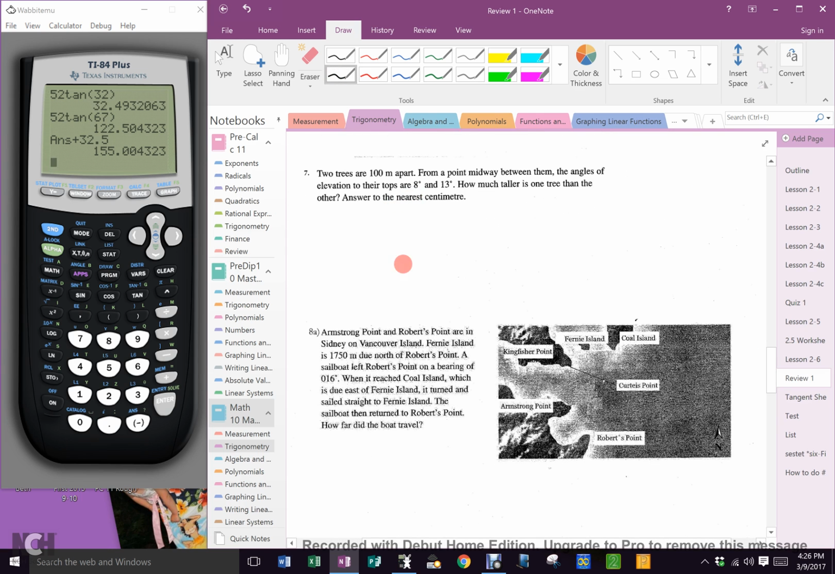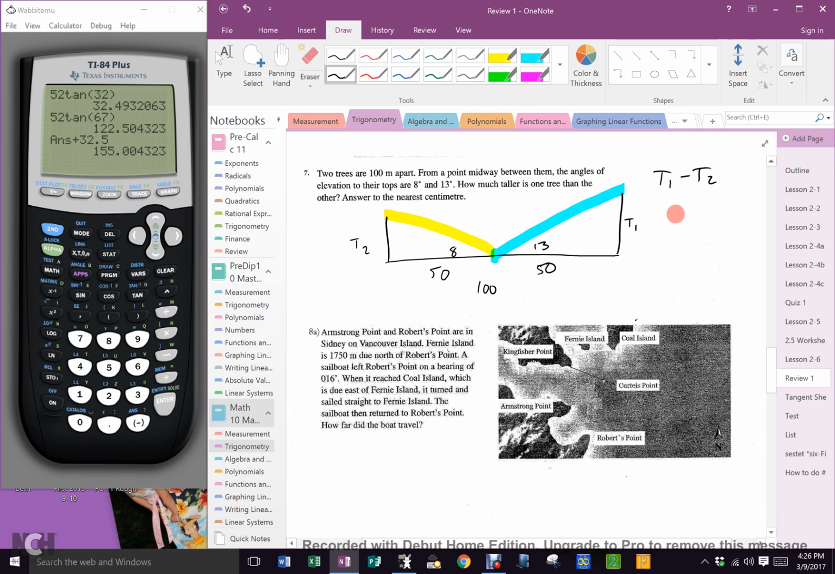Two trees are 100 meters apart. So there's 100. One tree is there, tree 1. One tree is there, tree 2. From a point midway between, so there's one triangle. There's the other triangle. If it's midway, this is 50. This is 50. The angles of elevation are 8 and 13. I want to know how much taller one tree is than the other. So tree 1 is going to be the taller one because it's a steeper angle.